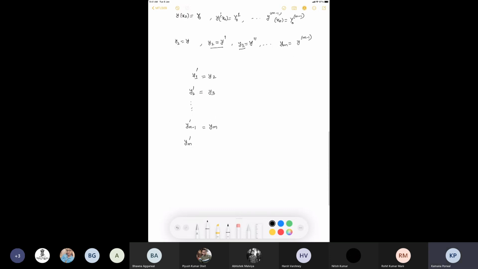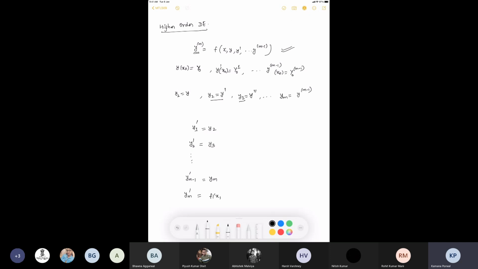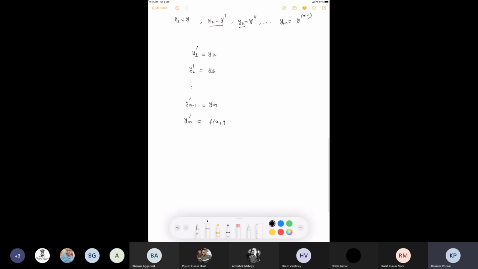Right? So I'm going to get this as f, and it is a function of x, y, y prime, up to the (m minus 1)th derivative of y. Now we know that y is y1, y prime is y2, and the (m minus 1)th derivative of y is ym. So this f is going to be a function of y1, y2, up to ym.